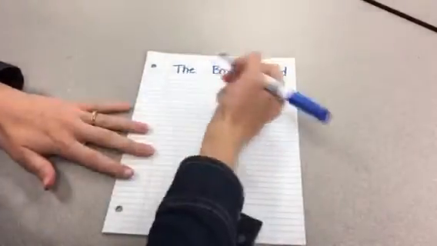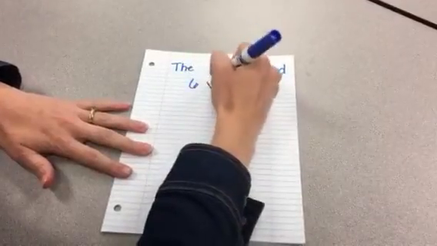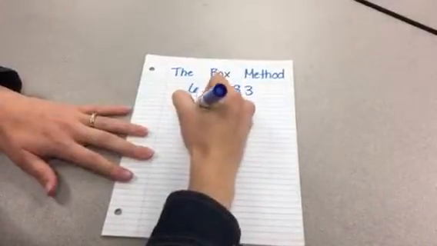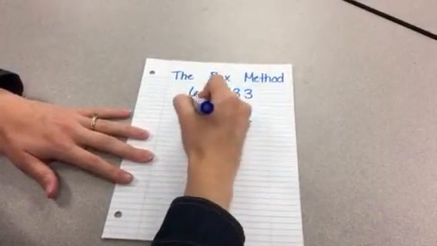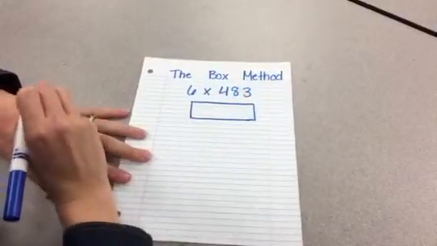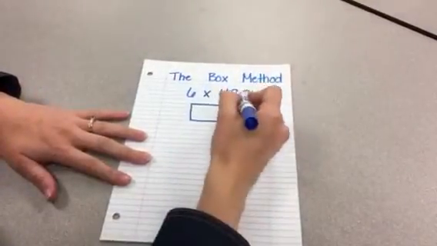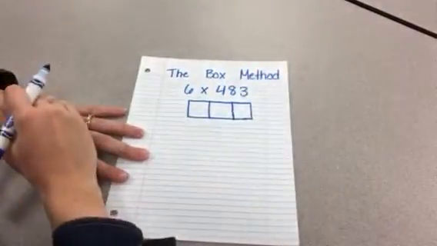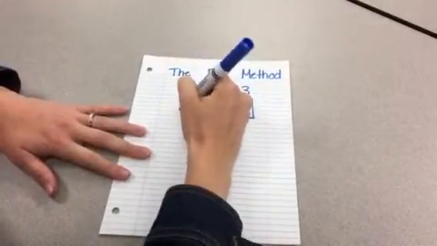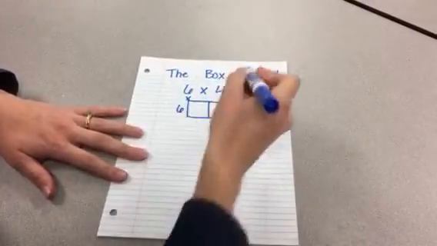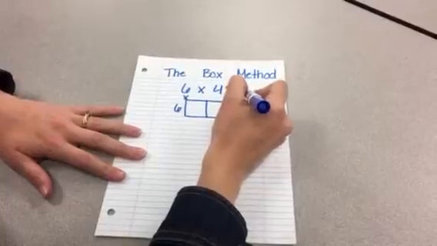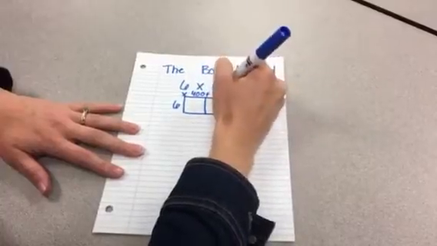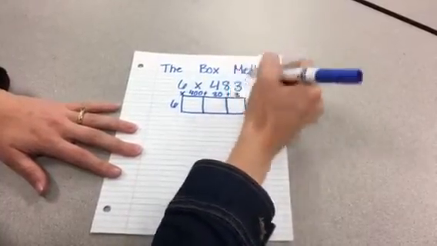So a way to do this is if you have a problem, 6 times 483. What I'm going to do is I'm going to come down, and the first thing I'm going to do is I'm going to draw my box. And then I'm going to set up my problem with my box. So 483 is a 3-digit number, so I'm going to need to take my box and divide it into 3 smaller boxes. Then I'm going to set up my problem 6 times, and then I'm going to take 483 and I'm going to put that in expanded form. So that's 400 plus 80 plus 3.